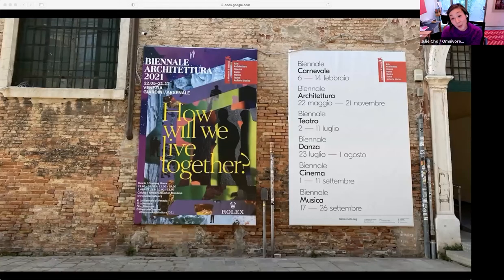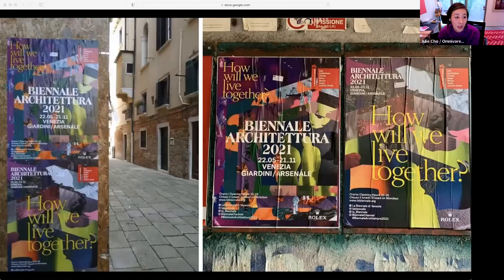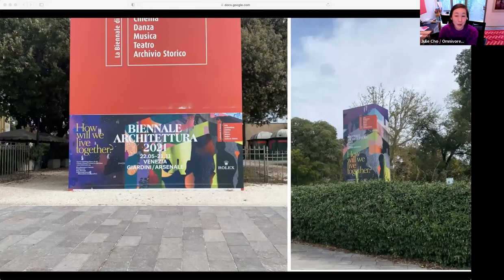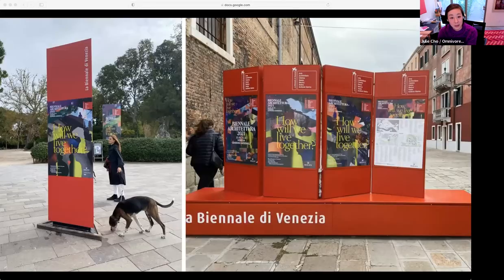We finally were able to see the work in person last October, just before the exhibition closed. We had a sense of how the identity lived in the context of the city from some of these images that came from other people's posts on social media, but nothing really compared to actually being there in person to witness the scale and the energy that we felt.